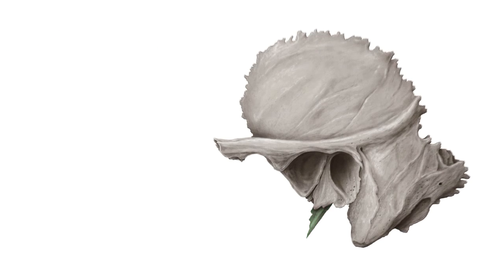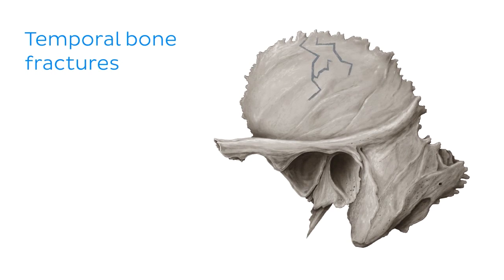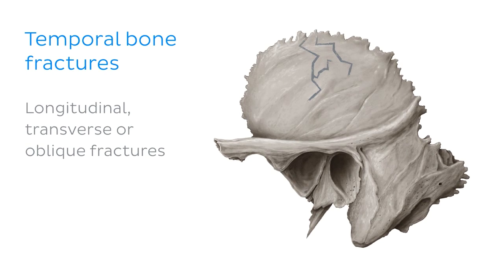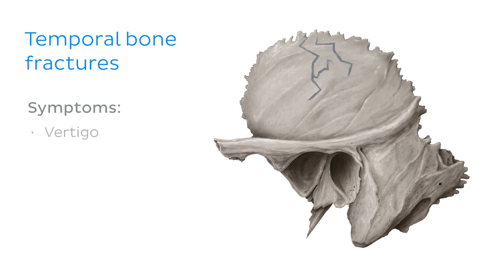The final thing we looked at in this tutorial were some clinical notes on temporal bone fractures. Remember, there are three main types: longitudinal, transverse, and oblique. They often present with signs and symptoms such as vertigo and otorrhea, and are usually treated conservatively.